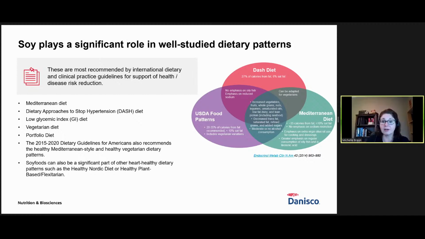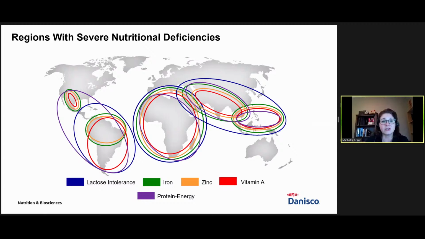So we're talking about optimizing health, but we do need to recognize that there's significant evidence showing that dietary guidelines are not being met in many countries and consumer populations, while overconsumption of foods high in saturated fats and added sugars is contributing to the increasing prevalence of overweight, obesity, diabetes, and heart disease.